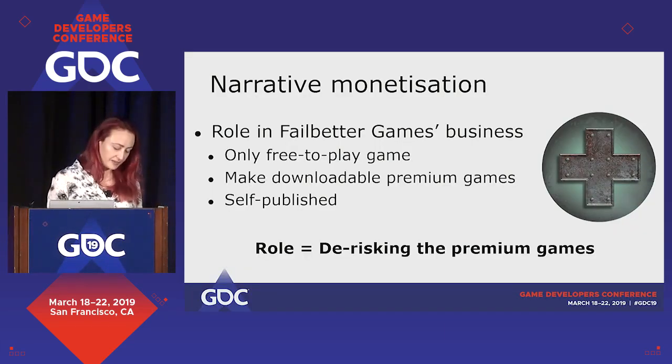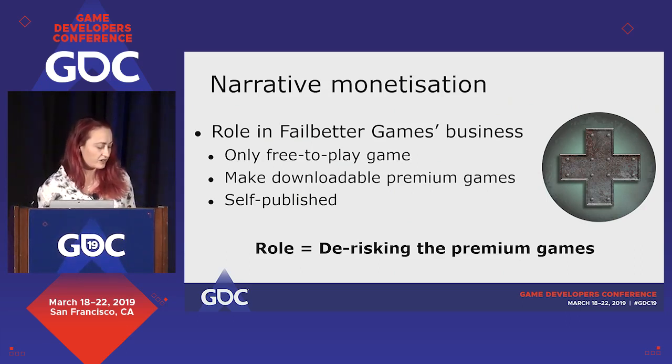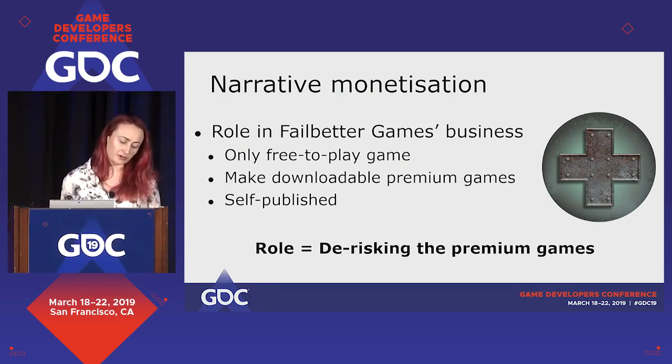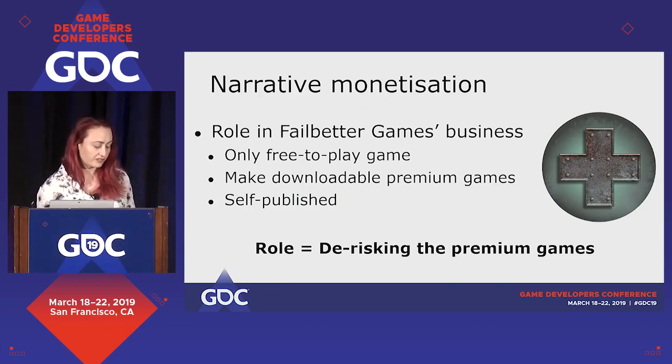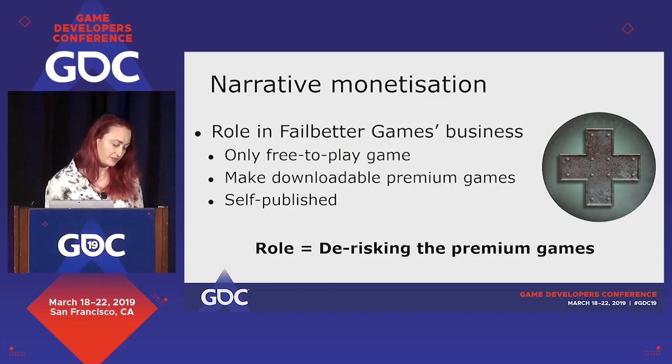So what is Fallen London's place in Failbetter's business, and why is it so important? It is our only free-to-play game. We primarily produce downloadable premium games, Sunless Sea and Sunless Skies. We spend years working on these games, and until we launch, we do not know how they will do. At the same time, our company does not want to have to crunch, and we want to exist in the long term. Fallen London de-risks our premium games. It ensures that we have a reliable income stream that insulates us from the boom and bust nature of premium games.